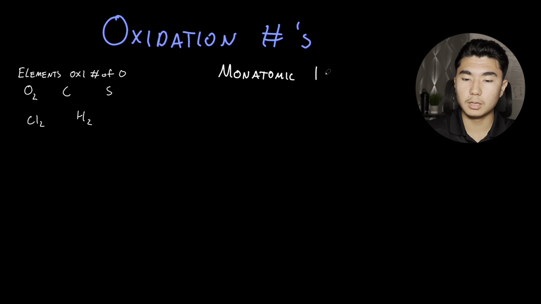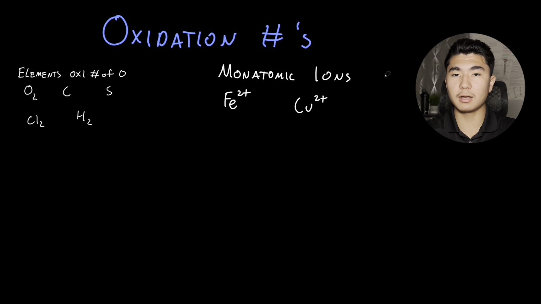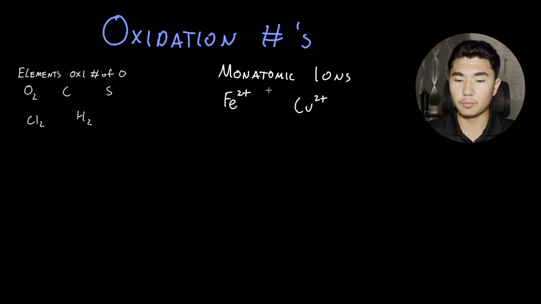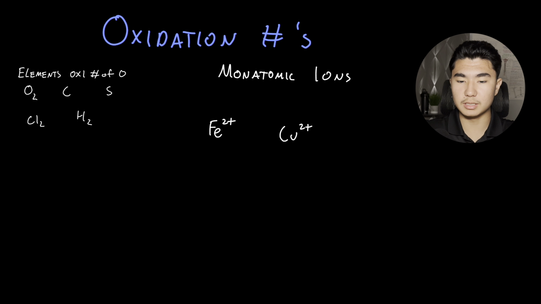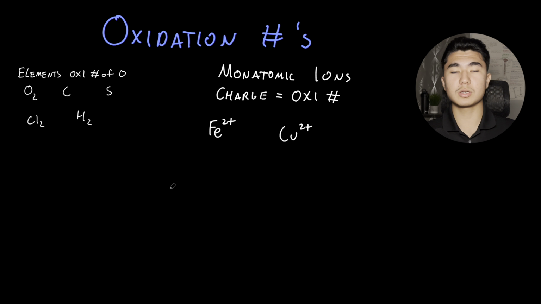monatomic ions, and these are examples like iron or copper. Whatever charge that monatomic ion is, that's their oxidation number. So for monatomic ions, the charge equals the oxidation number. So for those monatomic ions, the charge of those ions equals their oxidation number.